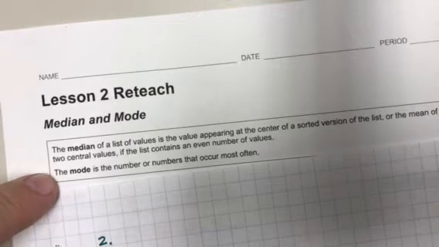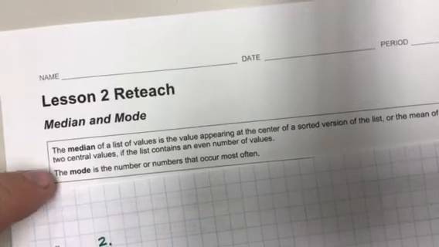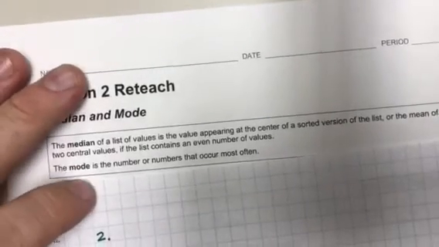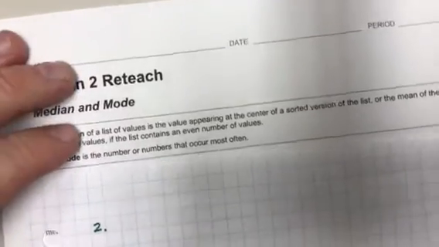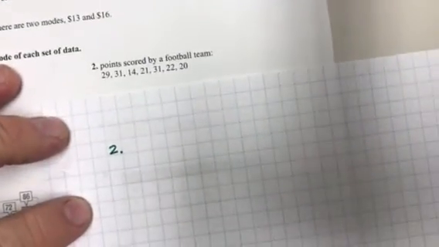And then the mode is just the number that comes up most often. You can have no mode, meaning no numbers in a data set that repeat. You could have one number that repeats, you could have more than one number that repeats. So you could have no mode, you could have one mode, you could have multiple modes. Let's look at number 2 as an example today.